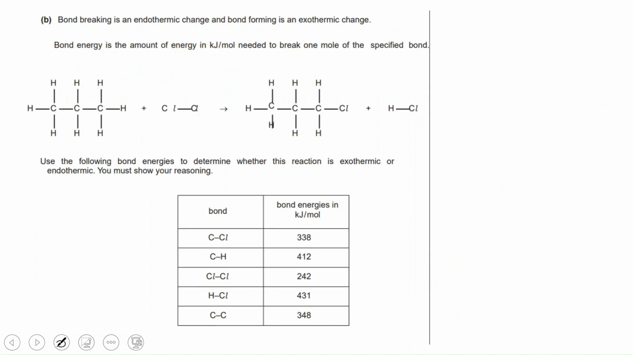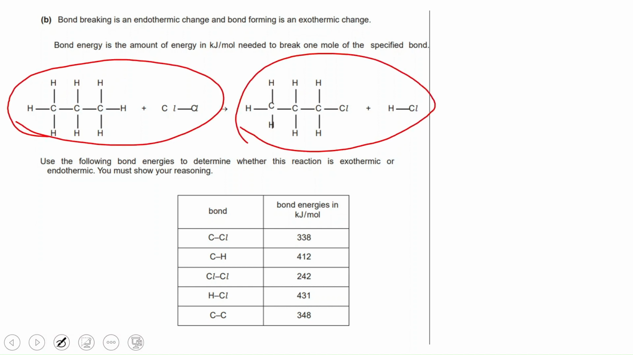Over here, bond breaking is an endothermic change and bond forming is an exothermic change. You already know that. Bond energy is the amount of energy needed to break 1 mole of a specific bond. That is additional information. So over here, we need to find out the delta H value basically. So what is delta H? It is the total energy over here minus the total energy over here.